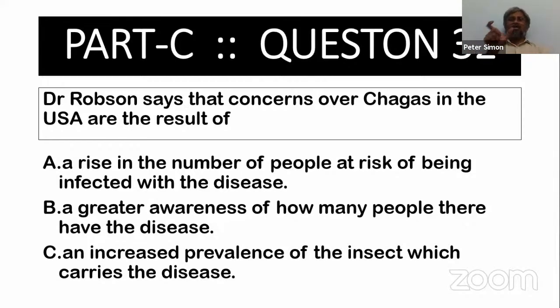Dr. Robson says that concerns over Chagas in the USA are the result of XYZ. Now, try to understand. Concerns means what? The question is asked about concerns. Why means reason. Factor, cause, due to, because of. Therefore, owing to this, this happened. On account of this, this happened. All different styles, they may change. But the concept is one and the same.